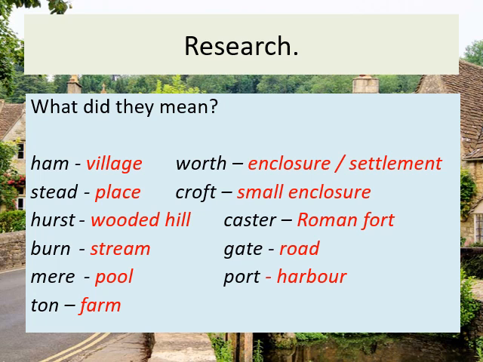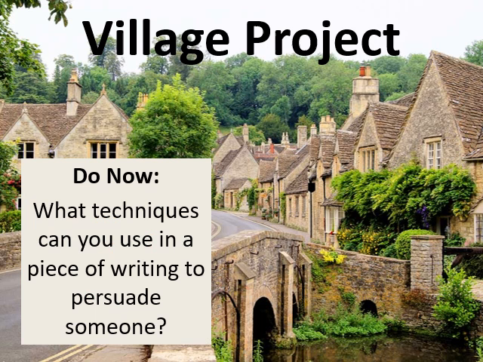It will mean when you do get a chance to get out and about again, you'll be able to tell your parents why it is that Hampstead is called Stead. It's quite a boring one, that one actually. It's just place. Let's have a look. Hurst, wooded hill. Worth, enclosure, settlement. So Kenilworth was once a very small enclosure of a settlement. There you are. On to the next slide then, Year 7.